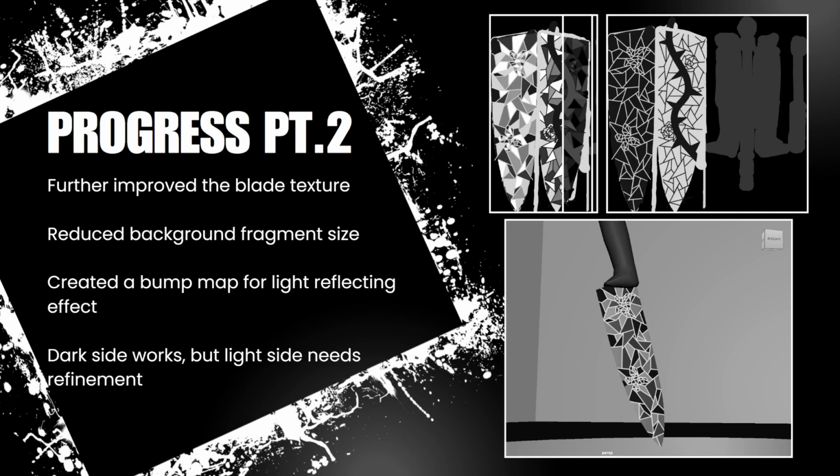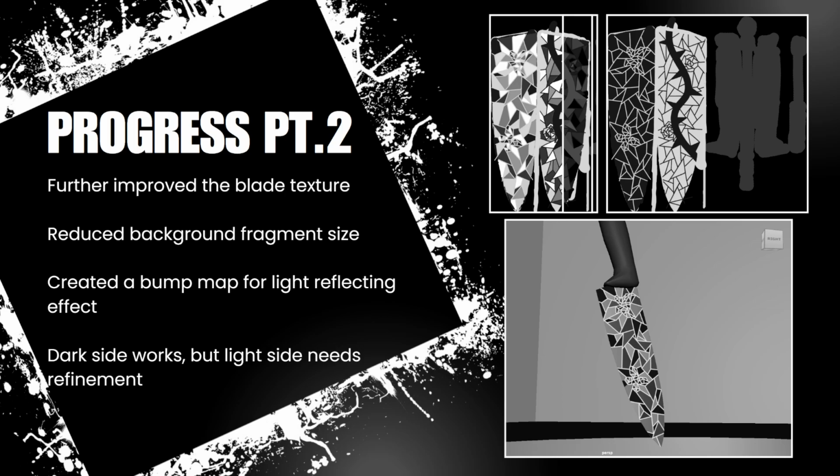After receiving the feedback and self-critiquing, I further refined the design for the knife's blade. Previously, it was hard to distinguish the details of the blade, so I increased the size and patterns of the background fragments, so the images would be more visible. Once it was finished, I created a bump map to add the shiny effect on the blade, and I was pretty satisfied with the result. However, the reflecting lights were hardly visible on the white side. I tried making the bump map darker, but it made no difference and will need further experimentation.